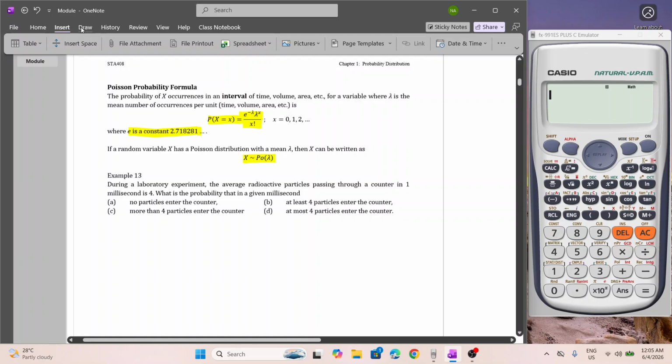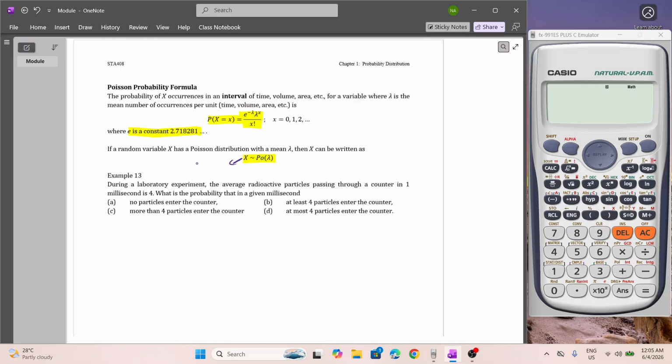All right, and it can also be written that the random variable X follows a Poisson distribution with mean equal to lambda. So in the Poisson distribution, the lambda here is also known as the mean value for the Poisson distribution. Okay, and all right. So I think let's look at example 13.